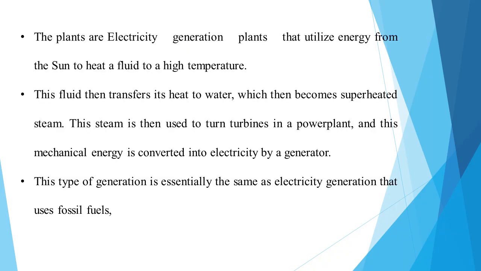The plants are electricity generator plants that utilize energy from the sun to heat a fluid to a high temperature. This fluid then transfers its heat to water, which then becomes superheated steam. This steam is then used to turn turbines in a power plant, and this mechanical energy is converted into electricity by a generator. This type of generation is essentially the same as electricity generation that uses fossil fuels.